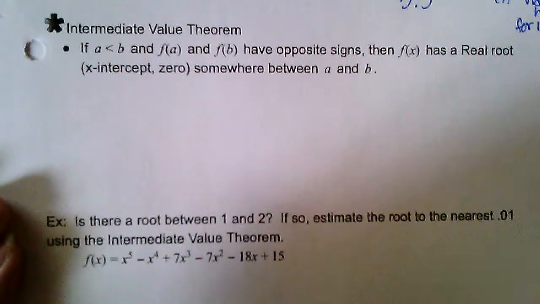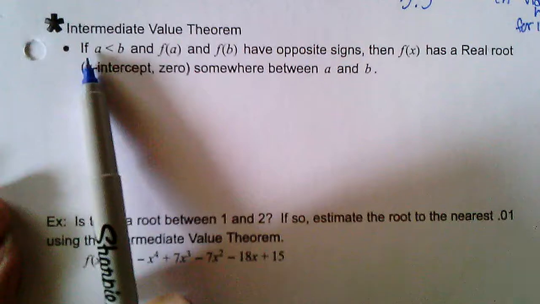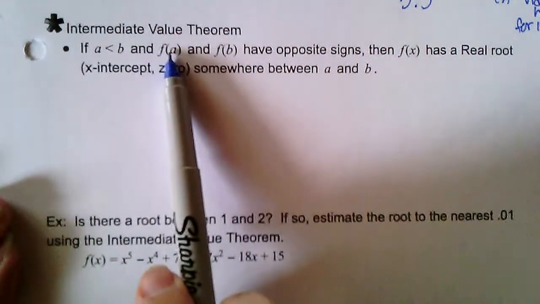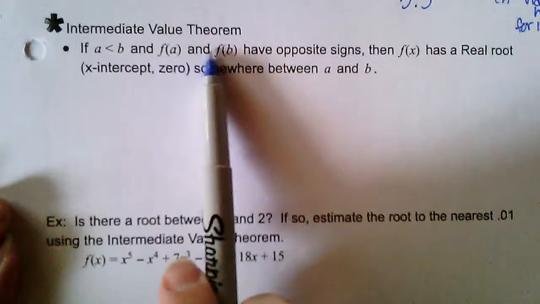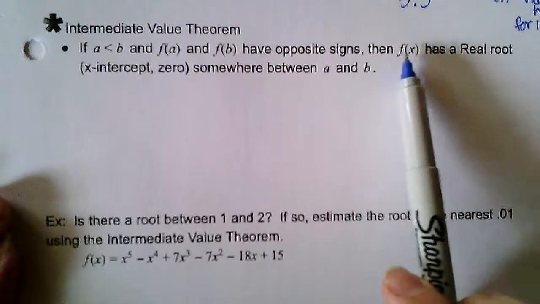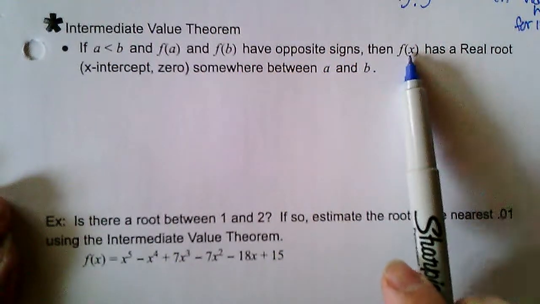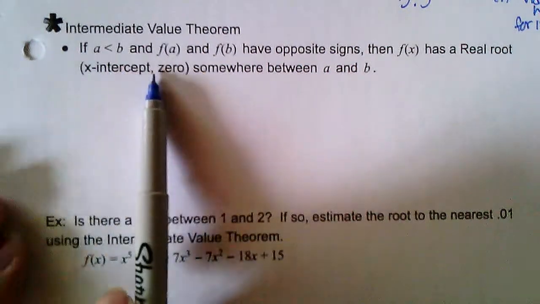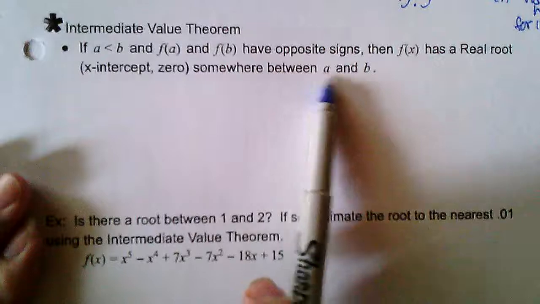The last bit of 5.5 is about the intermediate value theorem. The intermediate value theorem states that if a is less than b, these are x values, and f of a and f of b, which are y values, have opposite signs, then f of x, which is the function, has a real root, which is also called an x-intercept or a zero, somewhere between the x values of a and b.